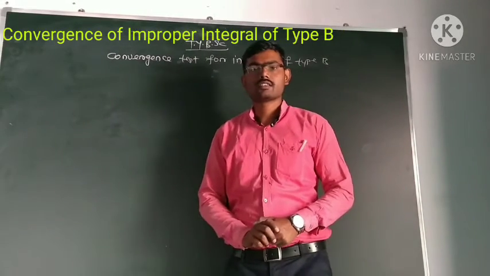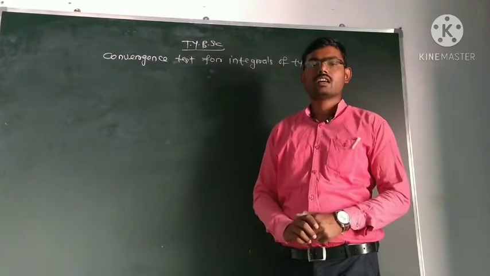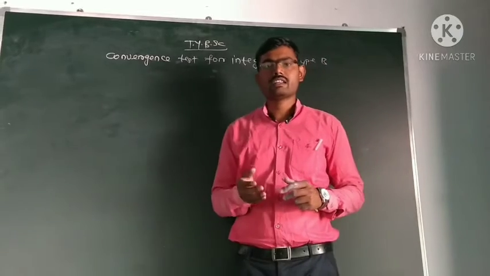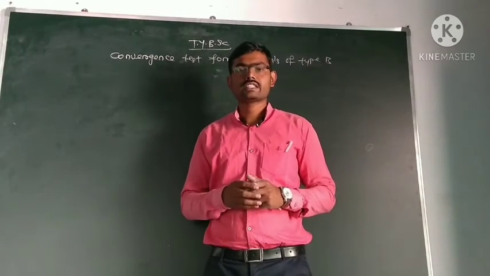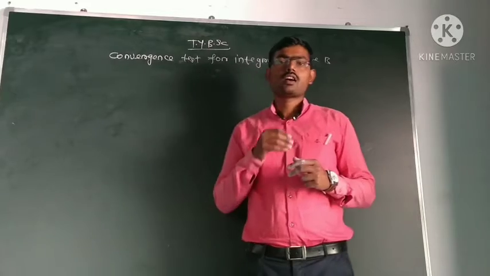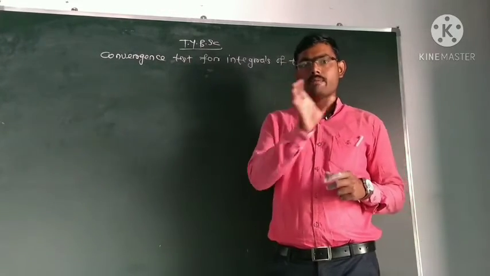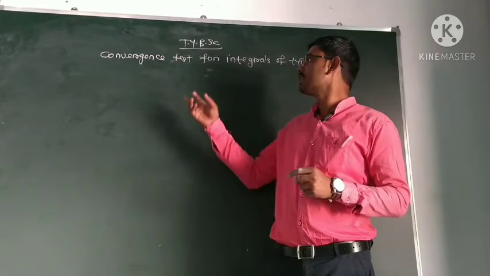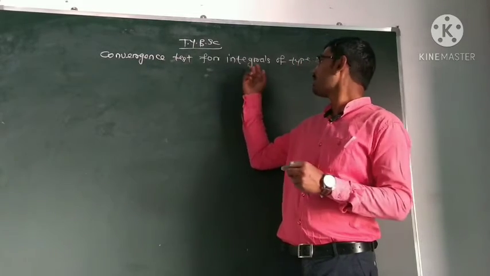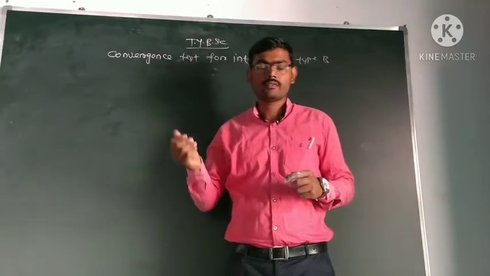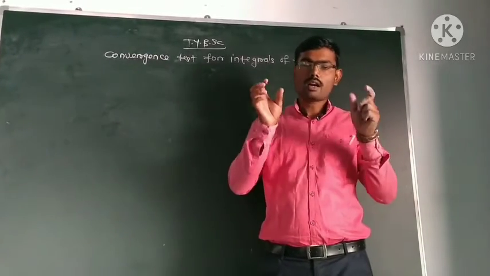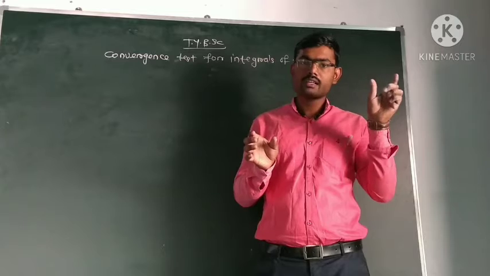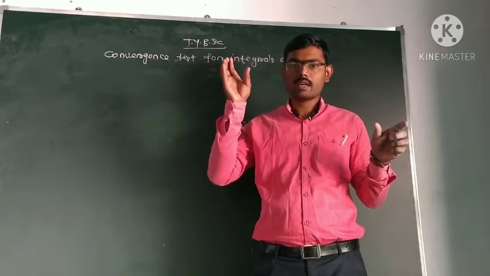After the last lecture, we have seen the comparison test and limit comparison test, also the quotient test for the convergence of the improper integrals of type A. From this lecture we will see convergence tests for the integrals of type B. I will repeat what is the difference between improper integrals of type A and improper integrals of type B.